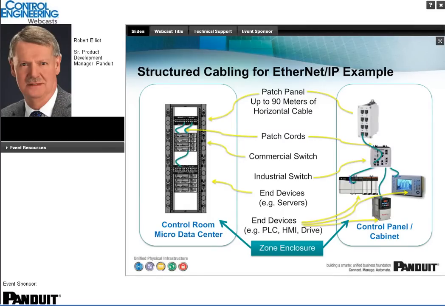We see this diagram of how structured cabling can be used here to go from the control room or the micro data center through possibly a zone enclosure and then to the control panel and cabinets. And you can see some of the equipment here. The patch panel on the top right would be input with, for example, horizontal cable. Patch cords would lead from that horizontal cable to a network switch, and from the switch would control other devices like the programmable logic controller or the variable frequency drive.